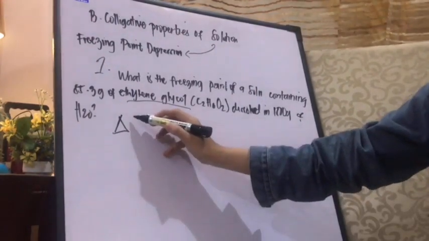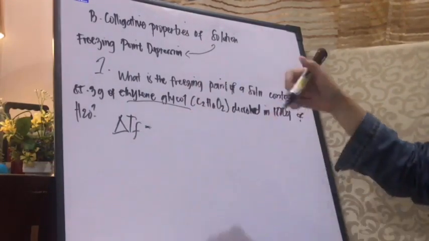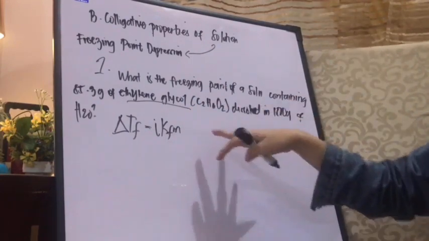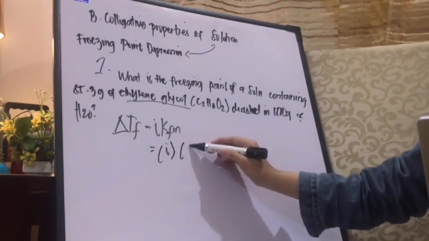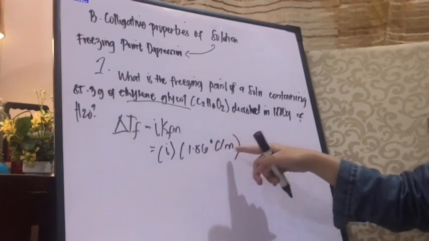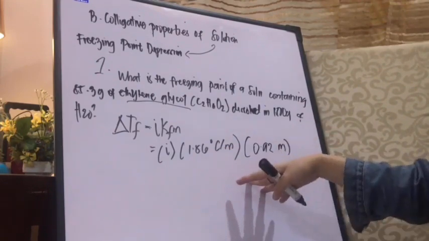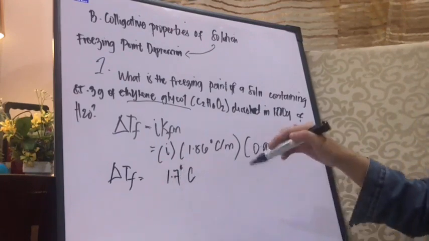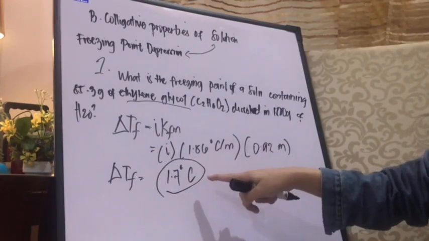So for our delta T, I want to know what my final temperature is. So, per molal, degrees Celsius per molal times 0.92 molal. Because I wanted to know what the final temperature will be. So delta T is equal to 1.7 degrees Celsius. So this is not the final answer. This is just the change in temperature.